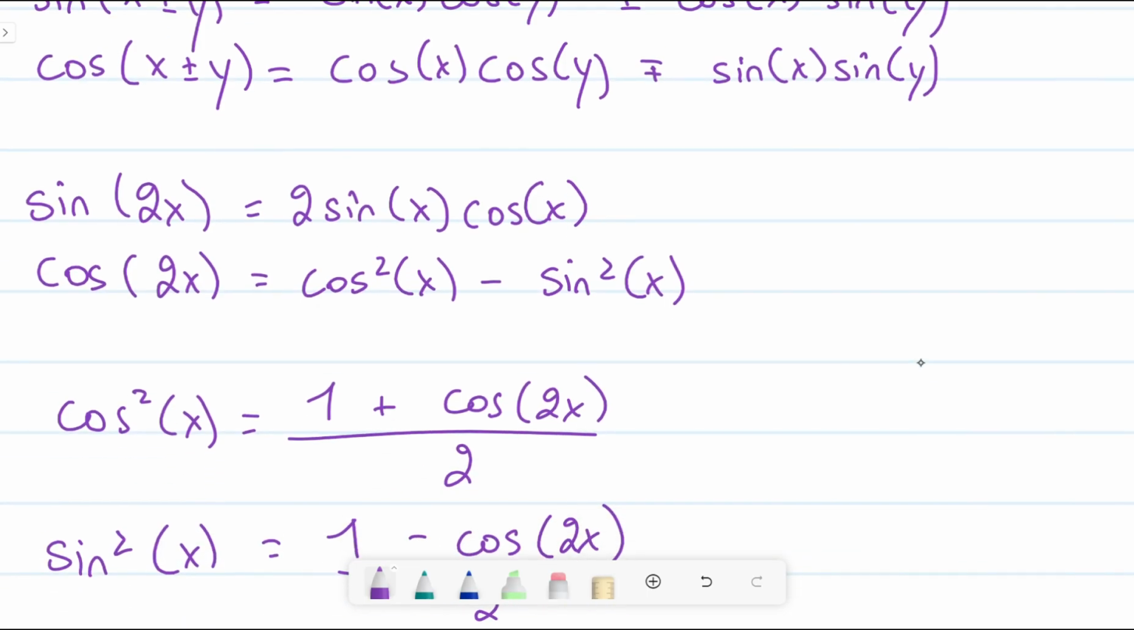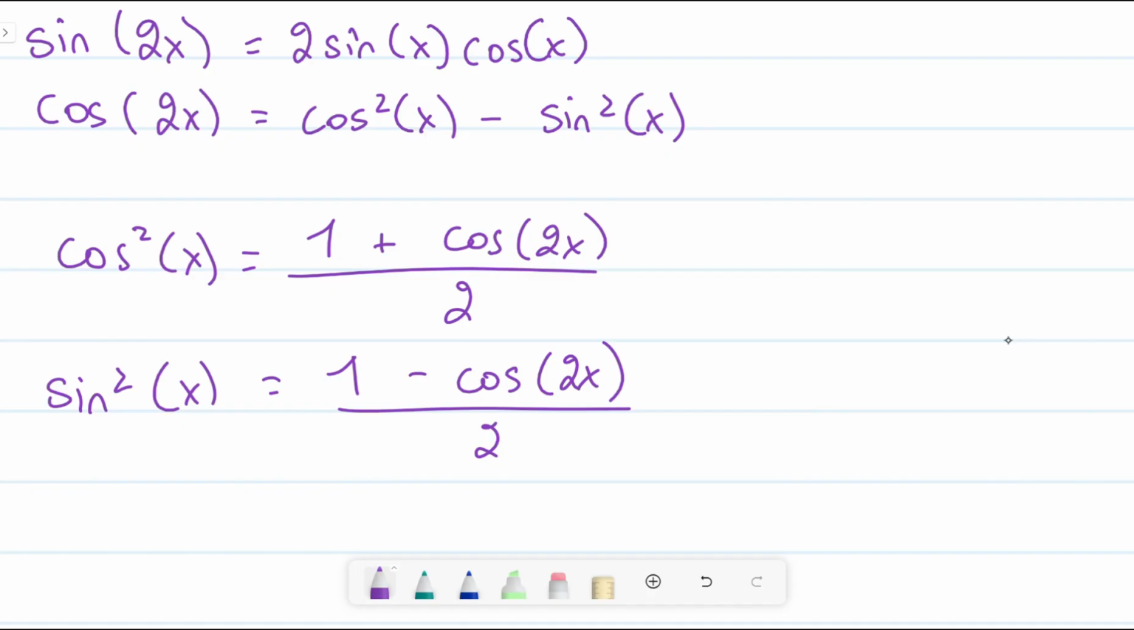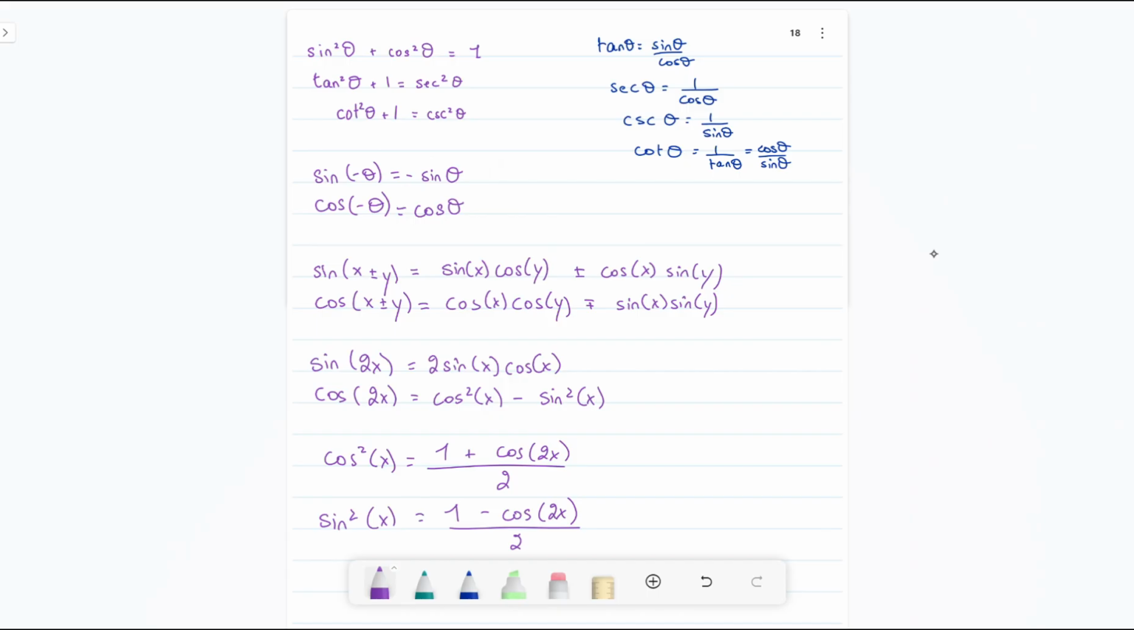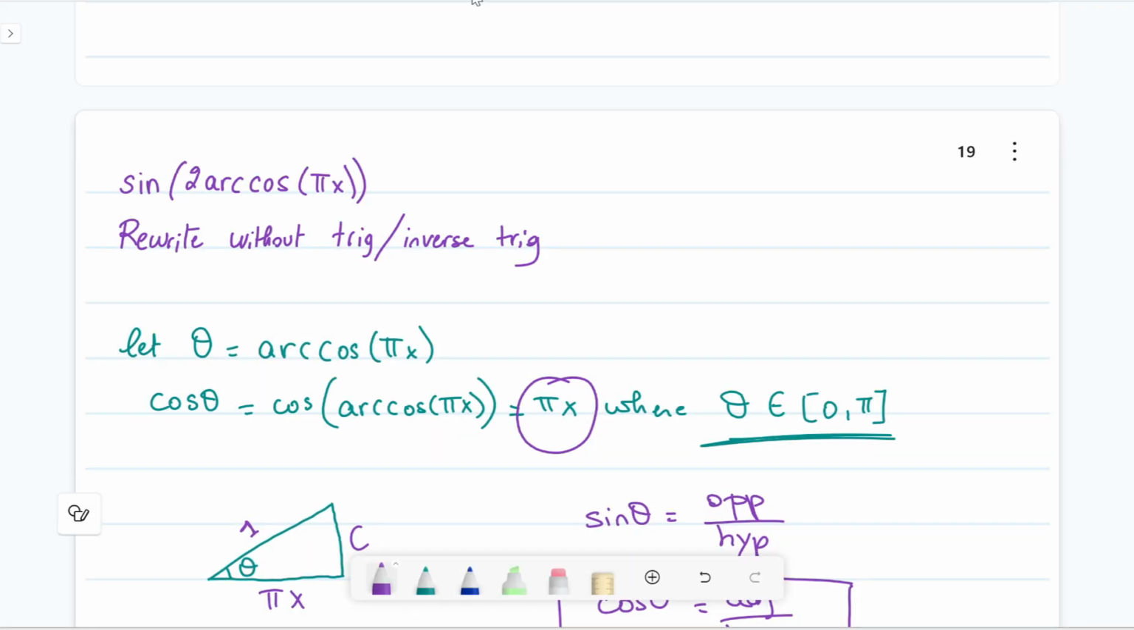Now cosine squared of x can also be written as (1 plus cosine of 2x) divided by 2, and sine squared of x is equal to (1 minus cosine of 2x) divided by 2. And these are all the trigonometric identities we will be discussing today. We will now look at an example that is a bit tricky.